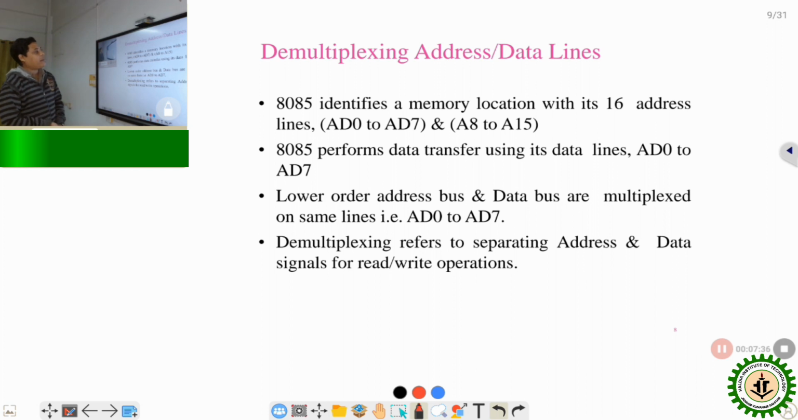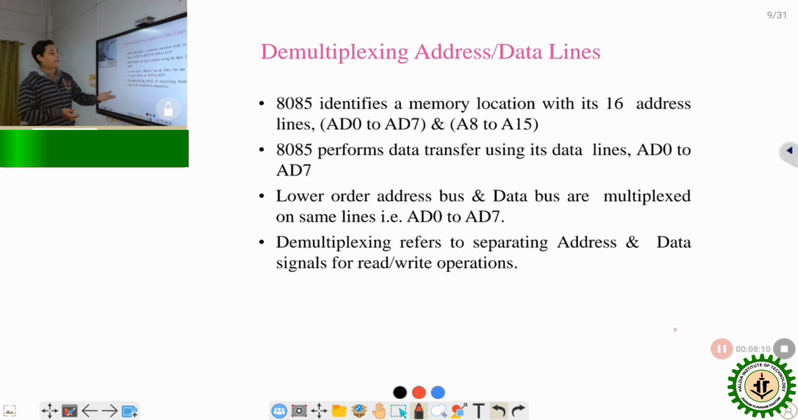8085 identifies a memory location with 16 address lines, AD0 to AD7 and A8 to A15. 8085 performs data transfer using its data lines AD0 to AD7. These lower order lines are multiplexed as earlier described, so that for the first clock period it carries the address, and for the second and third it carries the data.